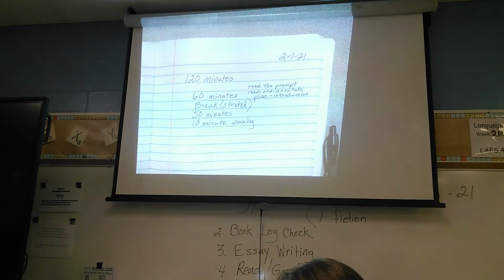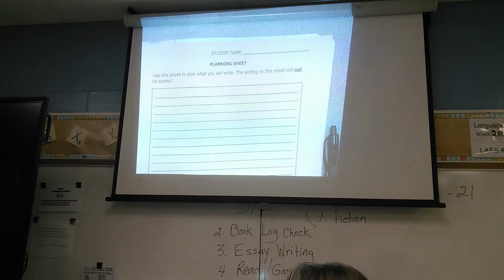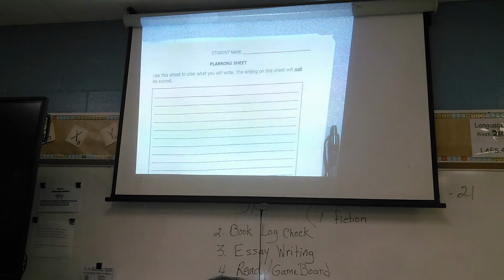Now you're going to get a yellow planning sheet that looks something like this. The planning sheet does not get scored by the person. You noticed on that rubric there was nothing there about what your planning sheet needed to look like. However, I am going to look at your planning sheet. And I will tell you right now, if you do not have a plan, I will be taking behavior points. And your plan needs to look like the plan I taught you. So if you haven't learned that yet, you might want to go back and review.